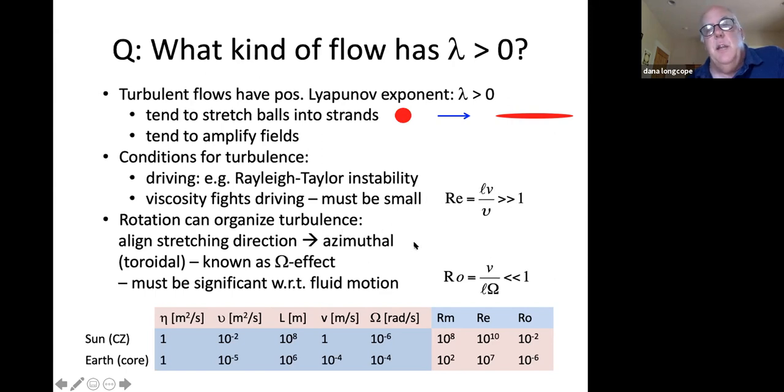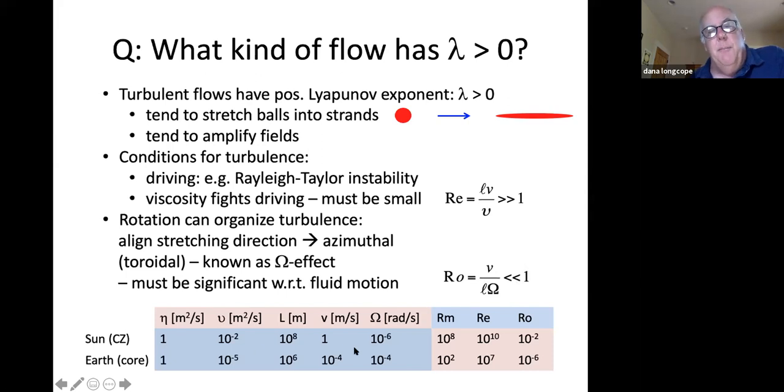And in order for the rotation to matter, you also need this characteristic, which has a velocity in the numerator and the rotation rate in the denominator. The Rossby number, sort of defined upside down in my opinion, has to be much, much less than 1.